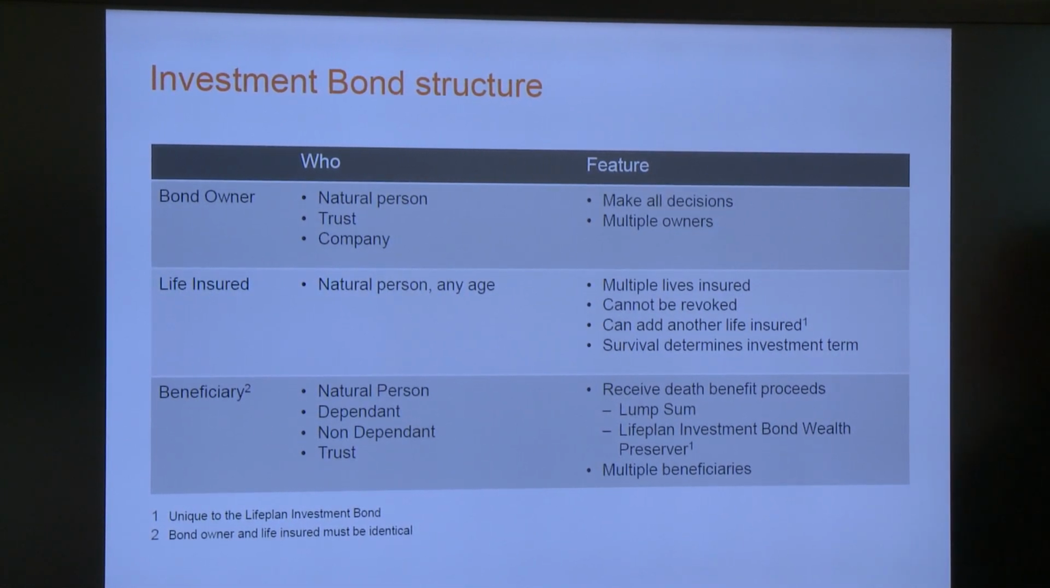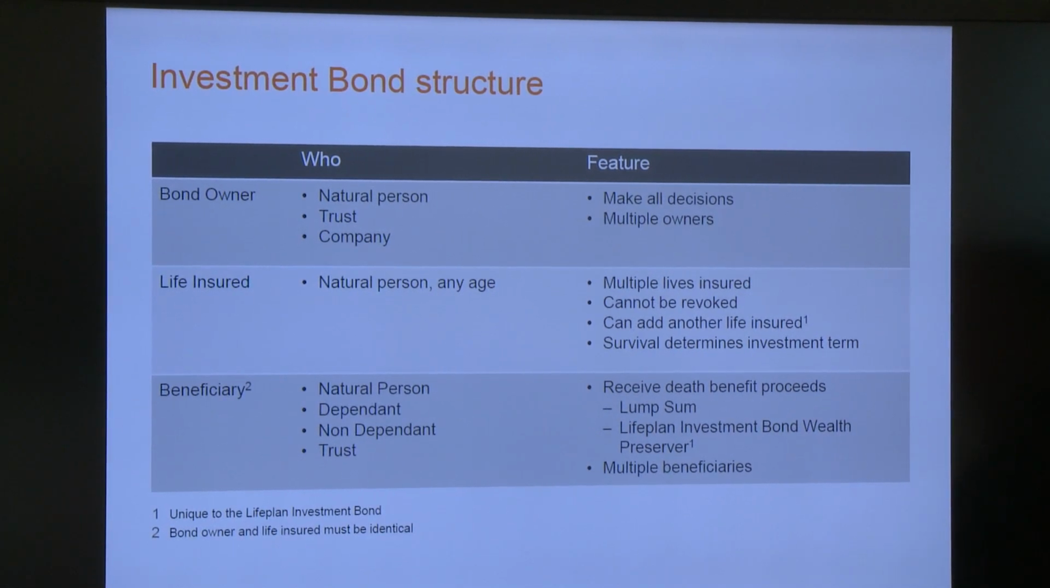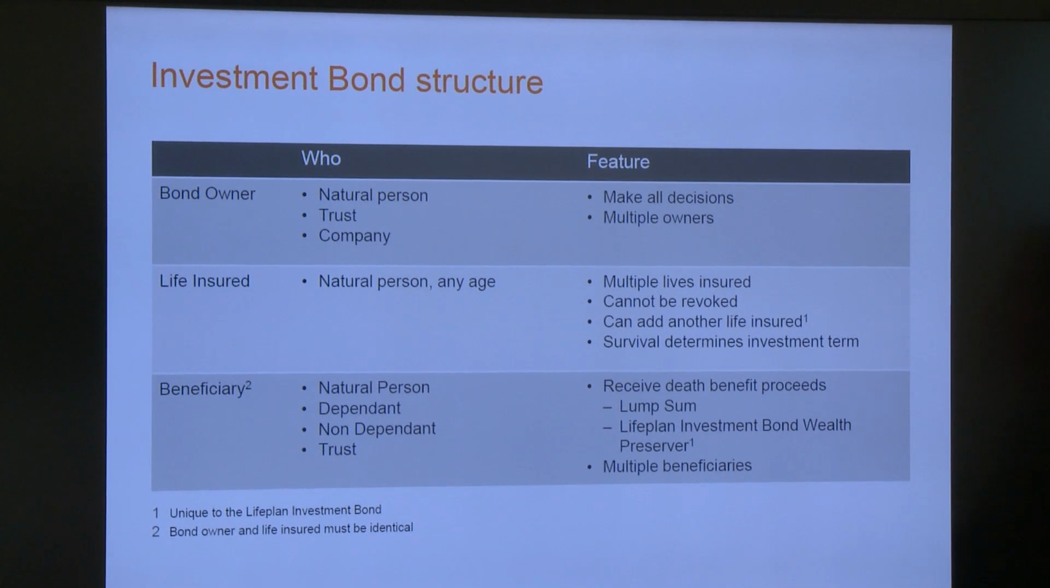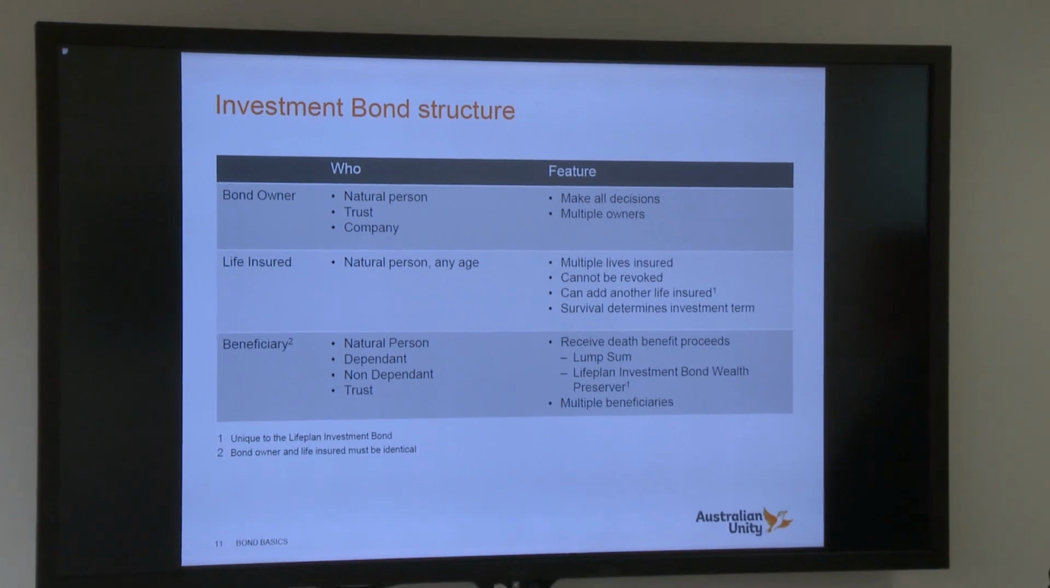Beneficiaries can be natural persons. They can be dependent or non-dependent, or it can actually be a trust. We see a lot of people these days leaving money to charitable organisations, whether it be the Red Cross, the Lost Dogs Home, you name it. Children's Hospital is another one where we see quite a number of bequests through investment bonds. And those people can receive the death benefit either as a lump sum or, in the case of our bond, we have what's called wealth preserver, where you can actually allocate funds to an individual to be paid as an income stream, not necessarily as a lump sum. And you can have multiple beneficiaries as well.